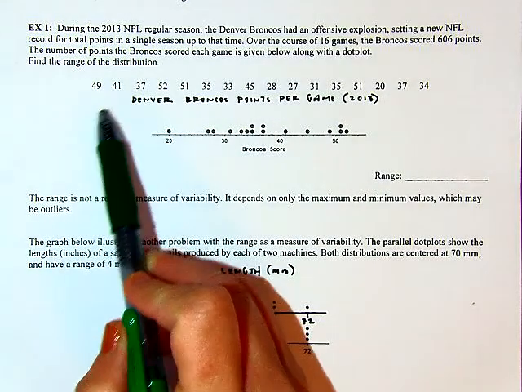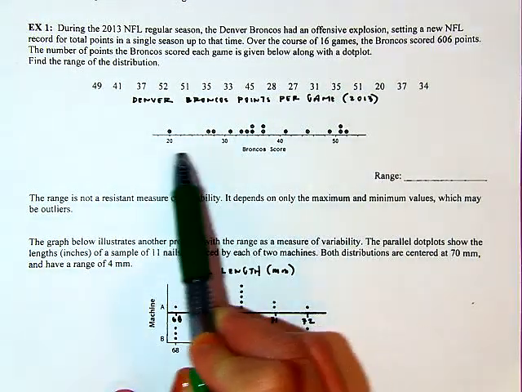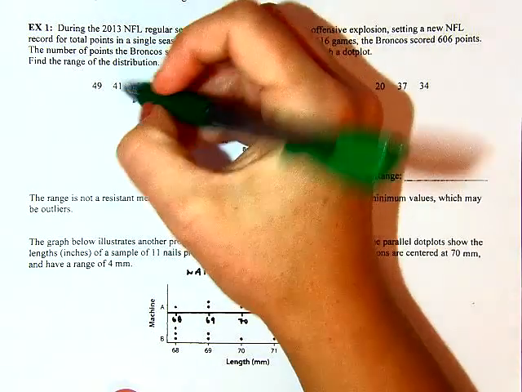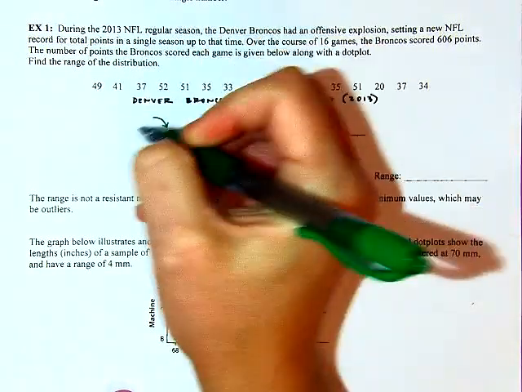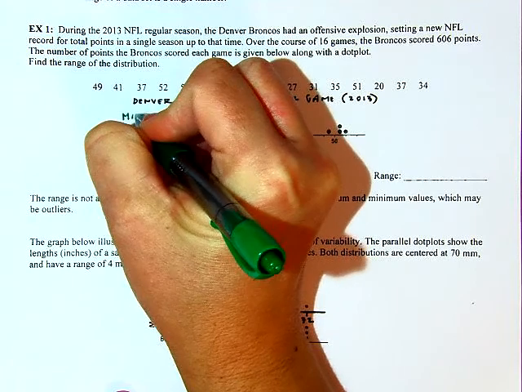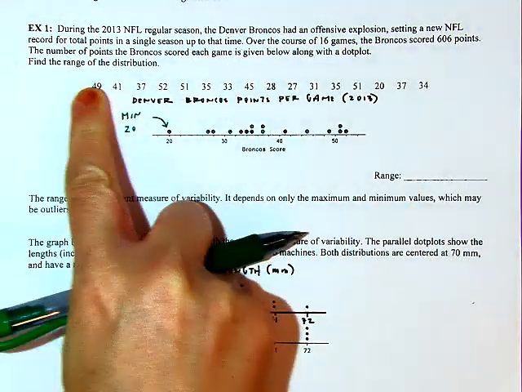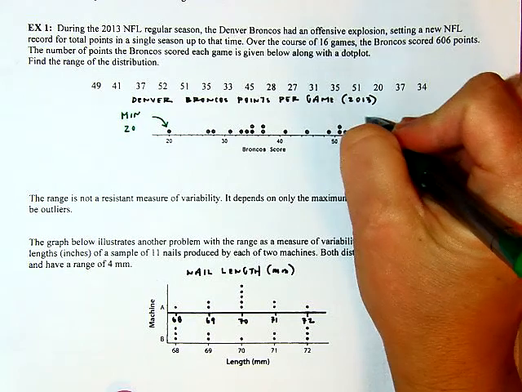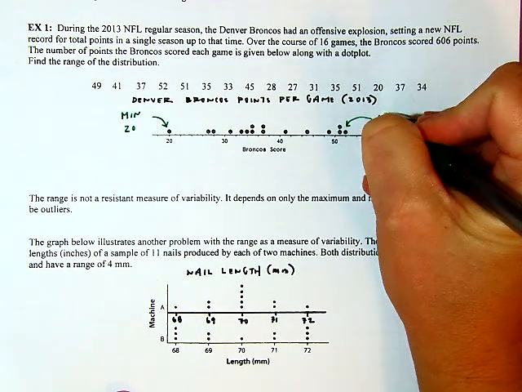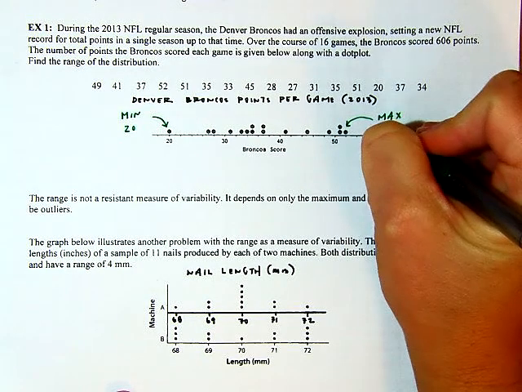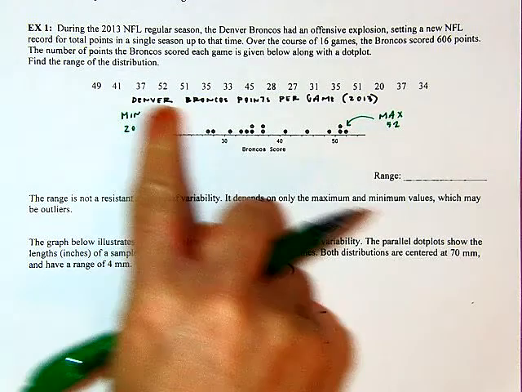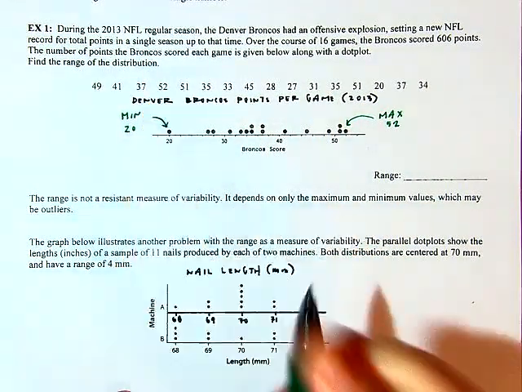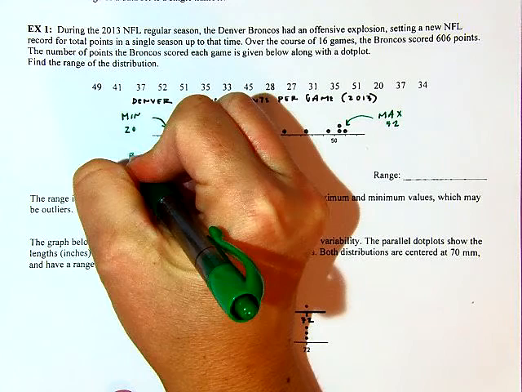So we're given the raw data right here, and then we're given a graphical display, a dot plot. We should be able to see that this is our low value, our minimum value of 20. I can always check it with my data up here. There's the 20. And then the largest value right here, the maximum value, is 52. Again, I can check to make sure that that's my largest value, and it's right there. There's my 52.